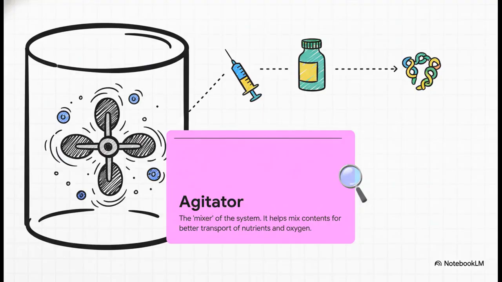Let's quickly look at the parts, okay? First up is the agitator. Just think of it as the mixer or a blender. You know how your mother stirs the sabzi while cooking to make sure everything mixes evenly? Well, the agitator does exactly that. It's constantly mixing the contents so every single microbe gets its fair share of food and oxygen.